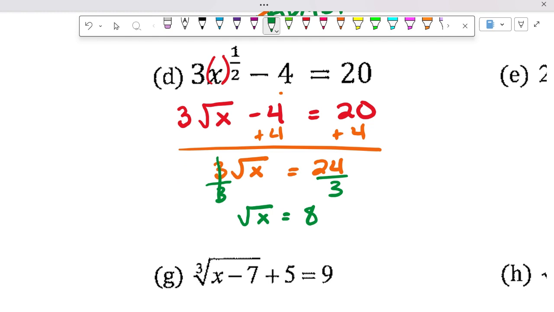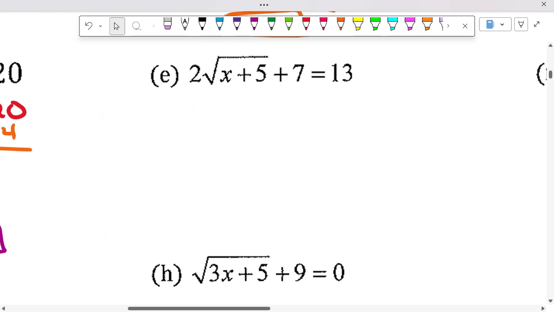Now what can I do? Square both sides. So x is equal to what? 64. So guys, the ones that we've done so far, the radical was already by itself. But in that case, the radical was not, so we had to get it by itself. So again, in your head, the question always is, when do I square it? The answer to that: not until you take care of everything outside of the radical. Yes, sir.